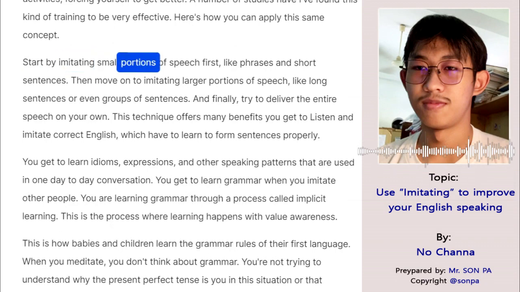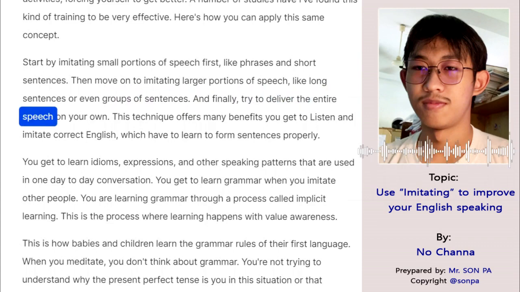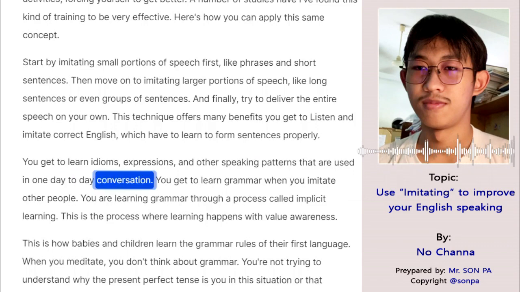Start by imitating small portions of speech first, like phrases and short sentences. Then move on to imitating larger portions of speech, like long sentences or even groups of sentences. And finally, try to deliver the entire speech on your own. This technique offers many benefits. You get to listen and imitate correct English, which helps you learn to form sentences properly. You get to learn idioms, expressions, and other speaking patterns that are used in day-to-day conversation.